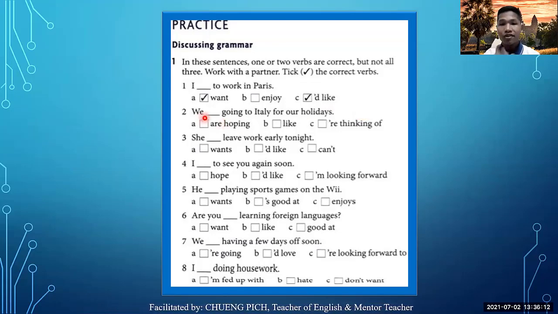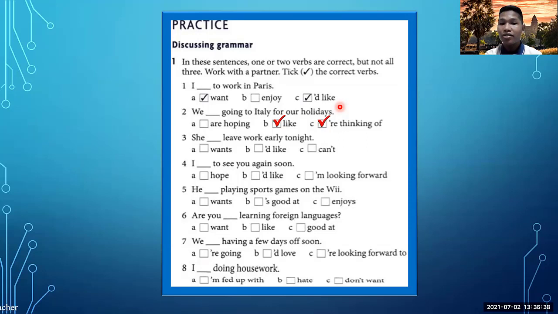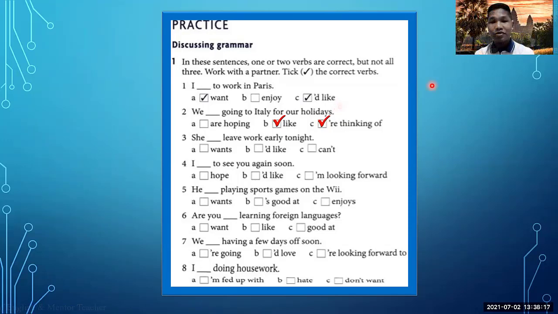So let's take a look. We like going to Italy for our holidays. We are thinking of going to Italy for our holidays. Okay, number three, she leave work early tonight. So what is it? Can you choose A, B, C? Which one? There's only one correct answer, which is C. She can't leave work early tonight.